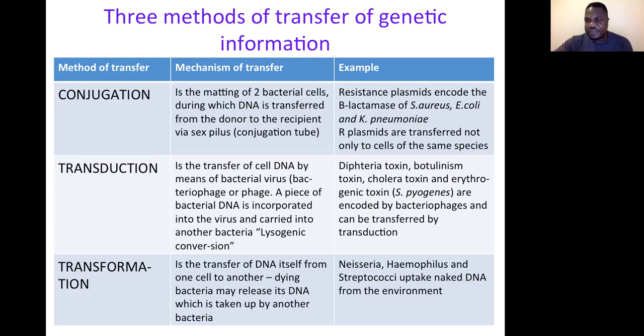An example of this in a clinical setting is resistance that is encoded in the plasmid, with the production of beta-lactamase from microorganisms like Staphylococcus aureus, E. coli, and Klebsiella pneumoniae. So these R plasmids are transferred not only between cells of different species, but also between cells of the same species. So they are able to exchange the resistance genes through the mechanism of conjugation.